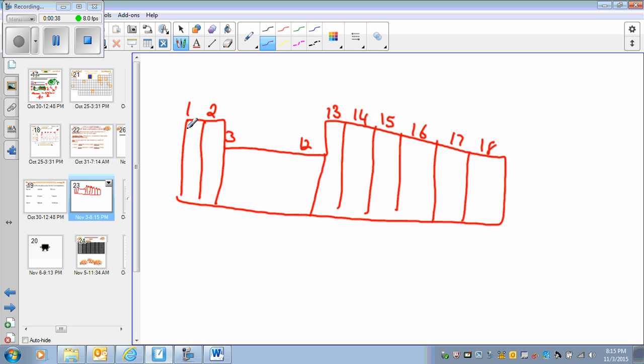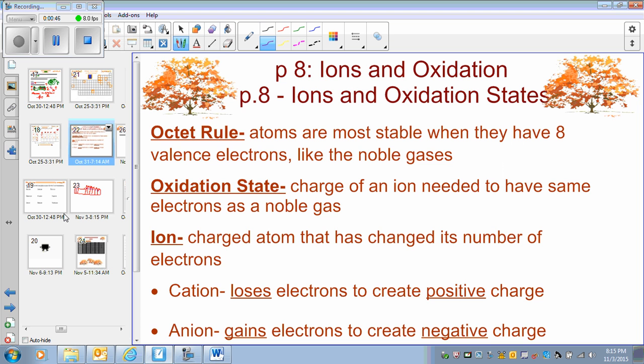So these are the valence electrons: 1, 2, 3, 4, 5, 6, 7, and 8. Well, today we will talk about the octet rule. The word octa means 8, so we call it the rule of 8. Atoms are most stable, means they feel better, when they have 8 valence electrons. They all like to have 8 valence electrons, just like noble gases.